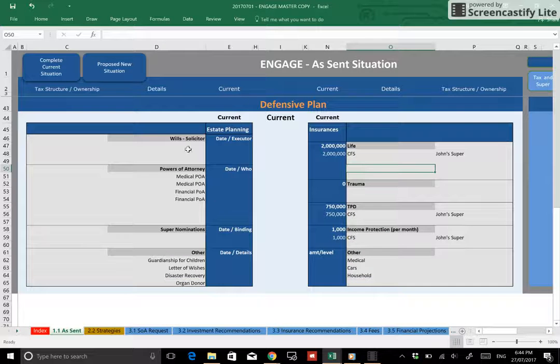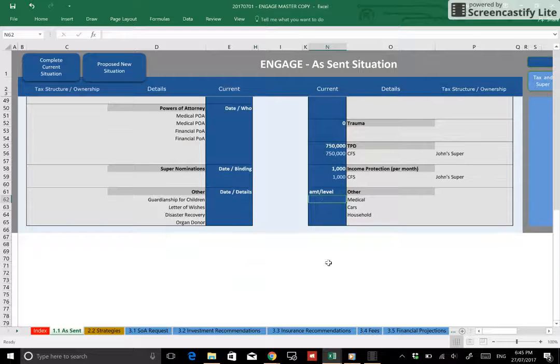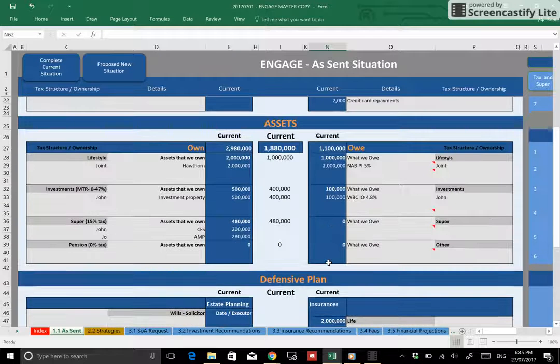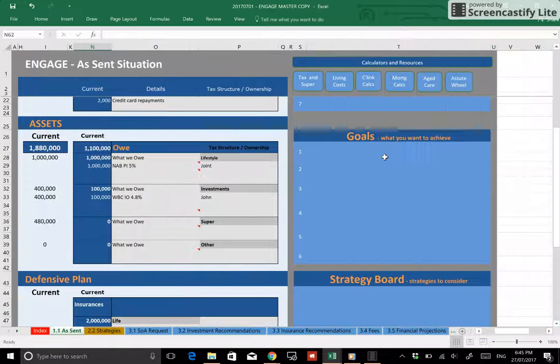If they had power of attorneys, you put that information there. The binding death benefit nominations would go in here, and any guardianship for children, letters of wishes, organ donation, and house contents insurances are in here. So this is pretty much how you complete this. And over here, we would have other clicks into here, which will help us to obtain information.